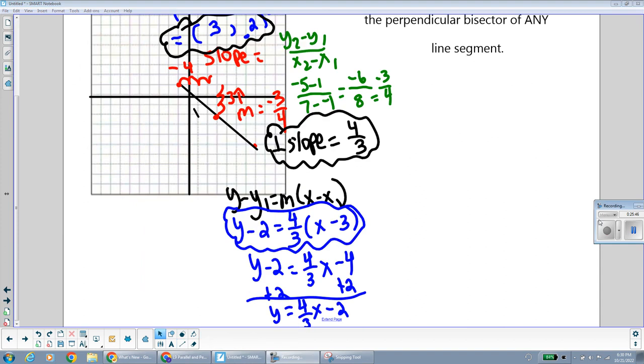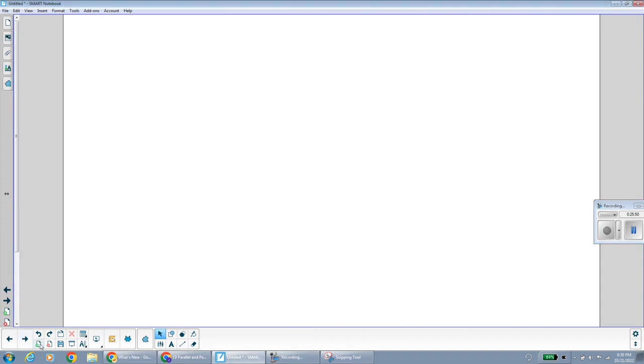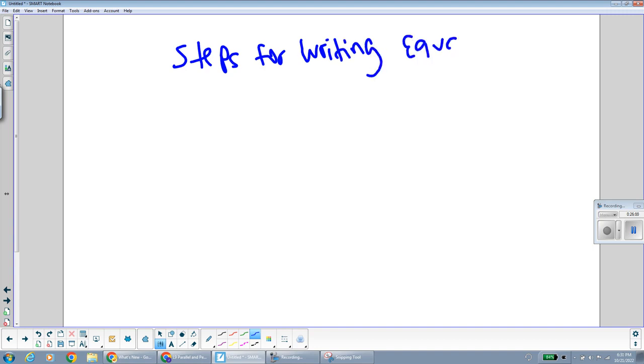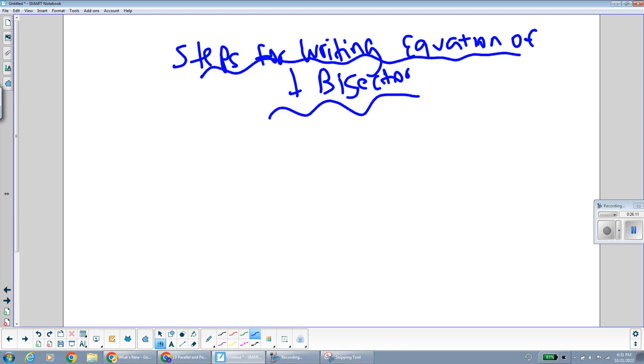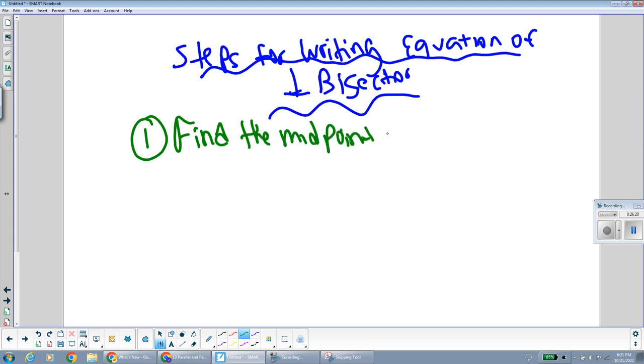Okay, we're going to write down these steps on the next slide so that we have some more space. So let's write this down. Steps for writing the equation of a perpendicular bisector. First step, we need our point, which is going to be a midpoint, because a perpendicular bisector is a bisector, so it passes through the midpoint of a line segment. So find the midpoint of the original line segment.